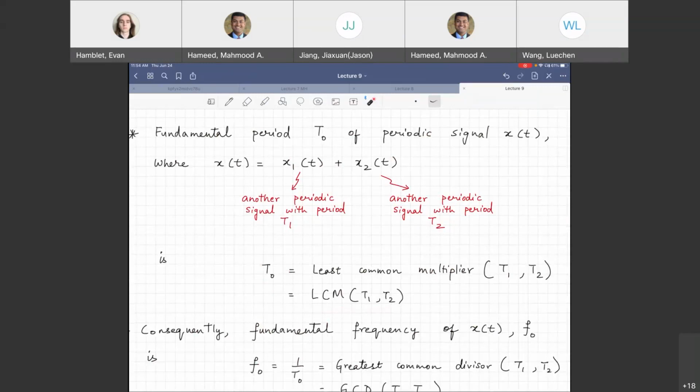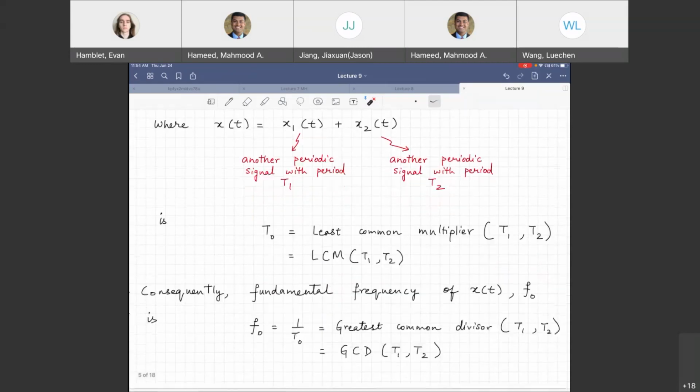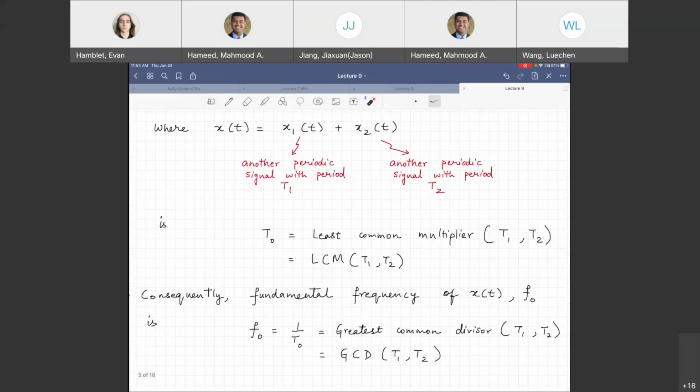So find the time period of the first signal, the time period of the second signal, and then the LCM of the two will give you the time period of the sum of those two periodic signals. And if that is the LCM for the time period, for the frequency it will be the GCD, the greatest common divisor. So find T1, find T2, and the greatest common divisor of those two values will give you the fundamental frequency of the sum of those two periodic signals.